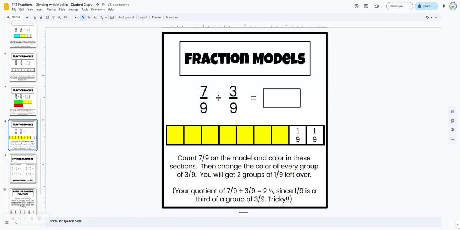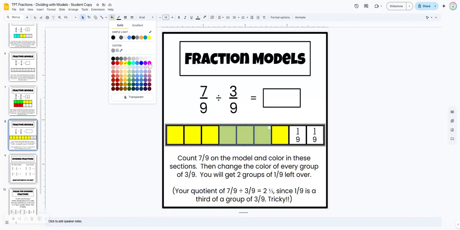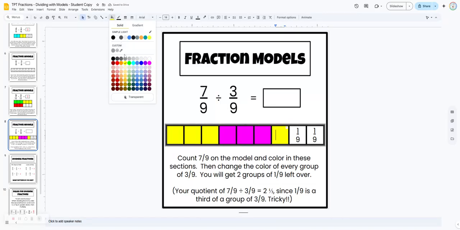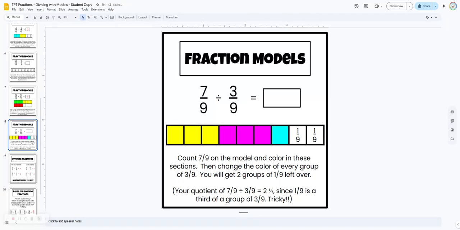Of those 7 ninths, we want to highlight groups of 3 ninths. So here would be 3 of those ninths. Here's another 3 ninths. And we can't get any more than that. Let's make this a different color so we can see they're all different sections. So our answer is going to be 2. We've got 2 equal groups, and 1 out of 3 left over. That would be 1/3. So we've got 2 and 1/3.